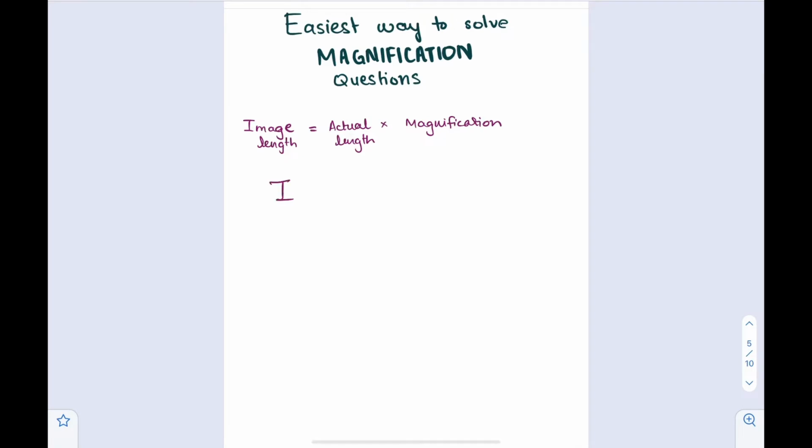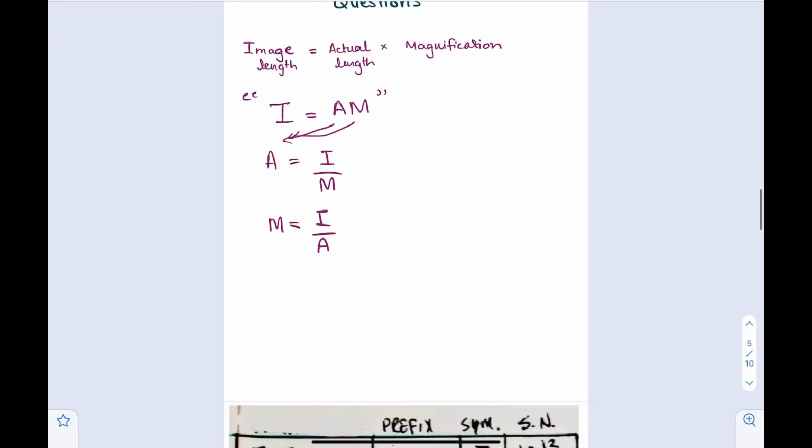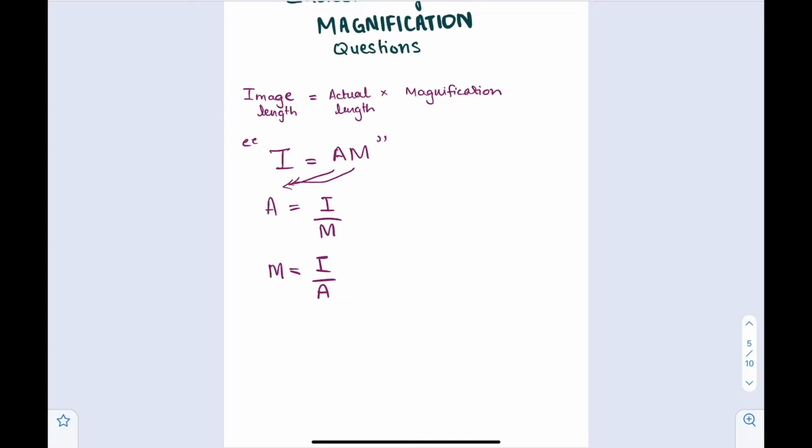So the mnemonic is I equals A M. So the sentence basically is I am, right? Now once you have written this down and you have remembered the sentence, you can rearrange the formula for whatever you need to find. For example, if they're asking you to find the actual length of something, then you can simply take M to the other side and divide it by I. If they're asking you to find the magnification, then you can simply take A to the other side and divide it by I over A, right? So this is very simple, right?